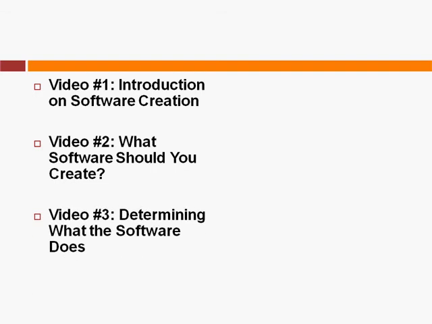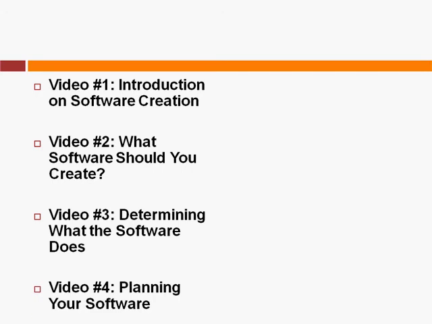Video 3, I'll be talking about determining what the software does. Once you have an idea of what it is, you need to determine what it does. What kind of actions, what kind of functions, what does the software do in exact terms. Don't worry, I'll show you all that in that video. It's very easy. In fact, if you know how to create a to-do list or a grocery list, very similar idea, very similar concept. If you can do that, you'll be able to master video 3.